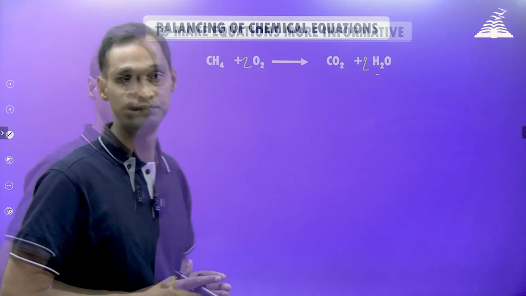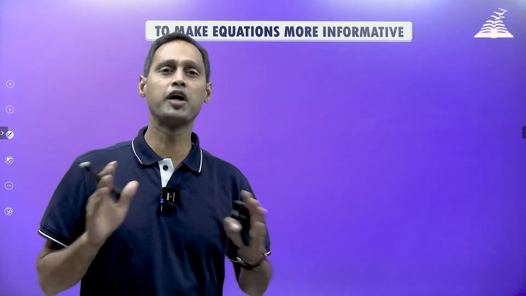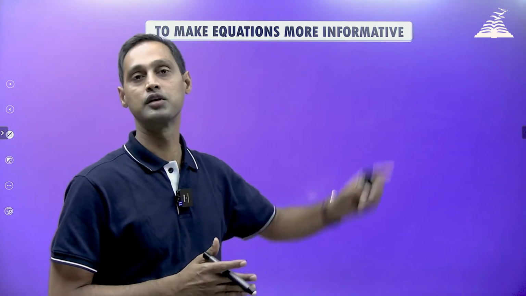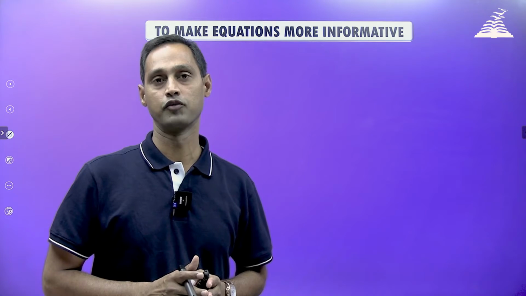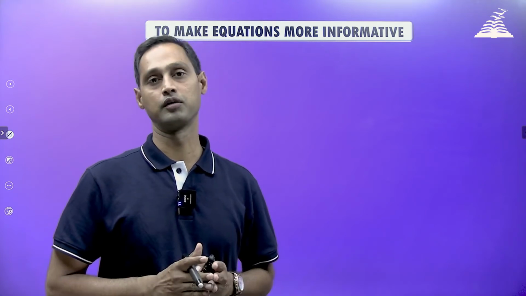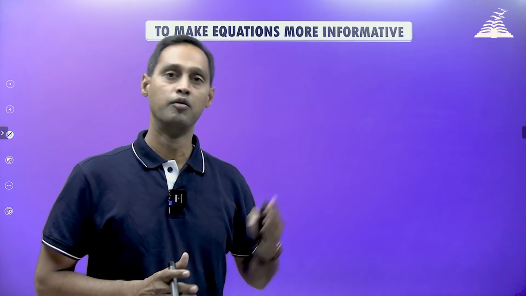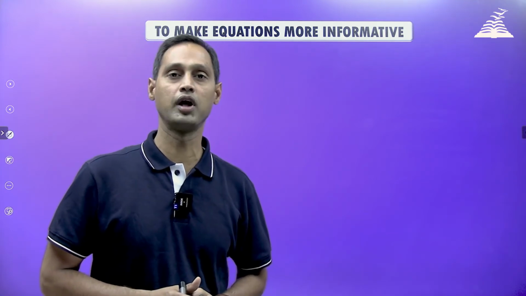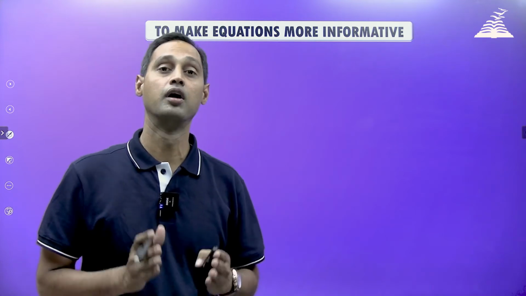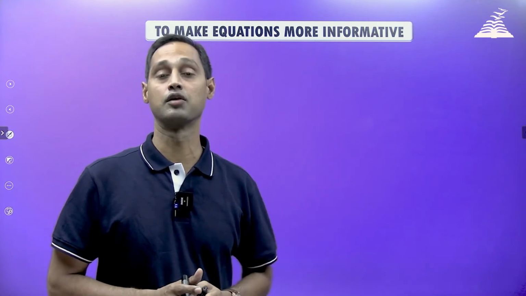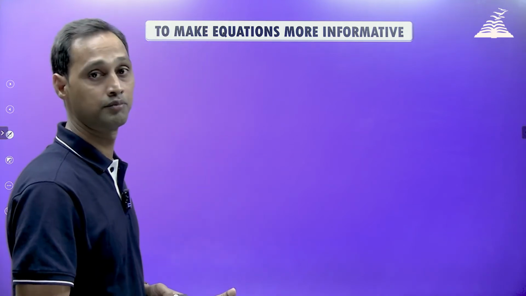It's balanced. We are not stopping with balancing a chemical equation. We can make it more informative. How to make a balanced chemical equation more informative, we will see. There are 3 ways in fact: by mentioning physical states of the substances, by indicating heat changes involved in the reaction, and finally conditions required for the reaction, and if any catalyst is required, mention the symbol or formula of the catalyst. We'll take a look at them one by one.